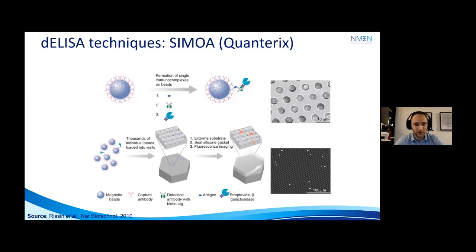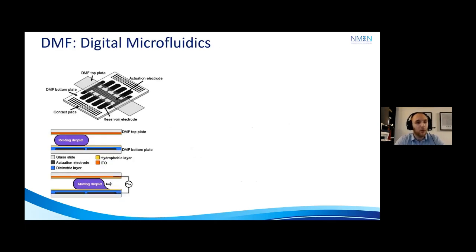This system is great. The only problem is that it's very expensive, and it requires a lot of work to do an experiment. Because like I said, you have to cover the wells to make sure they don't evaporate. You have to actually put the beads in the wells. So it's complicated to work with. One way to solve that would be to use digital microfluidics, or DMF.